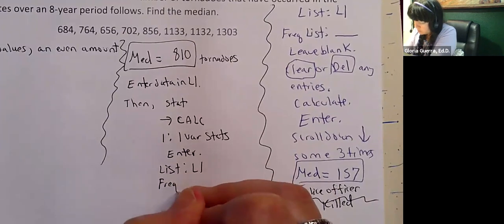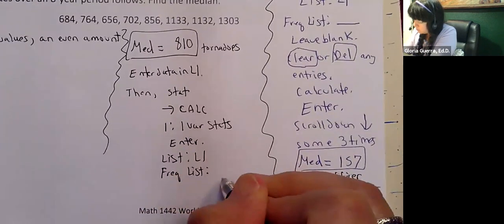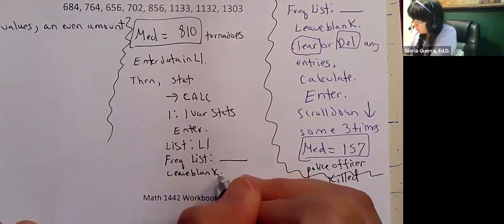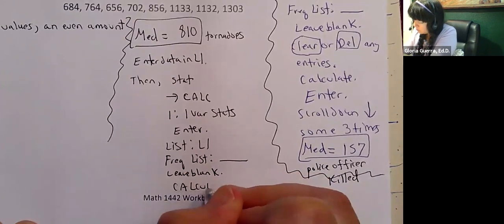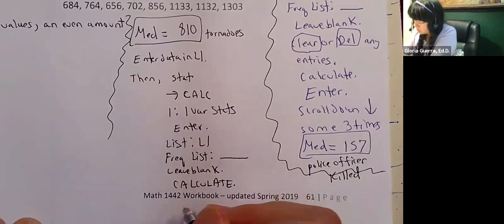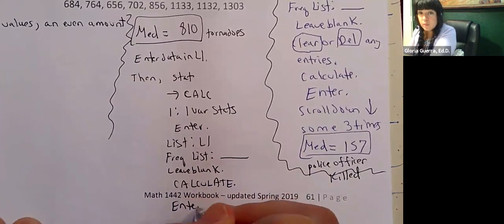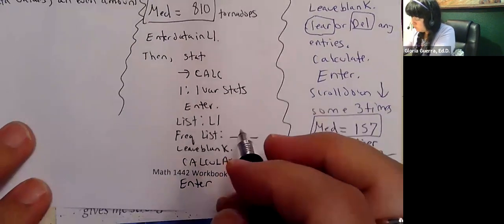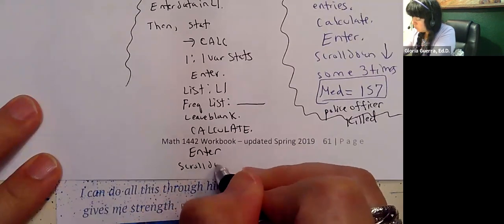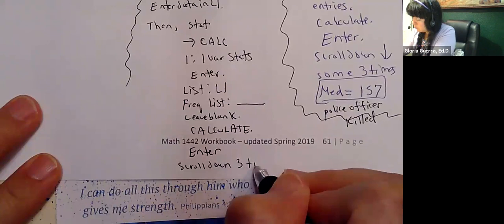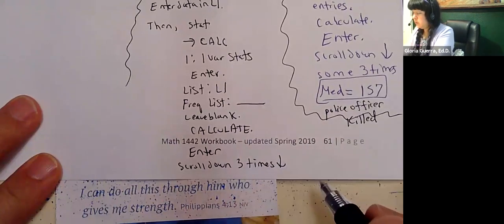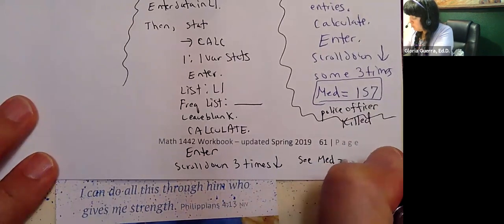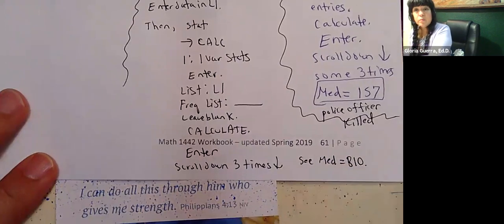You leave your frequency list vacant, leave it blank, and then you go to calculate and hit enter. And then you scroll down 3 times until you see median. And it said it was 810. Okay.